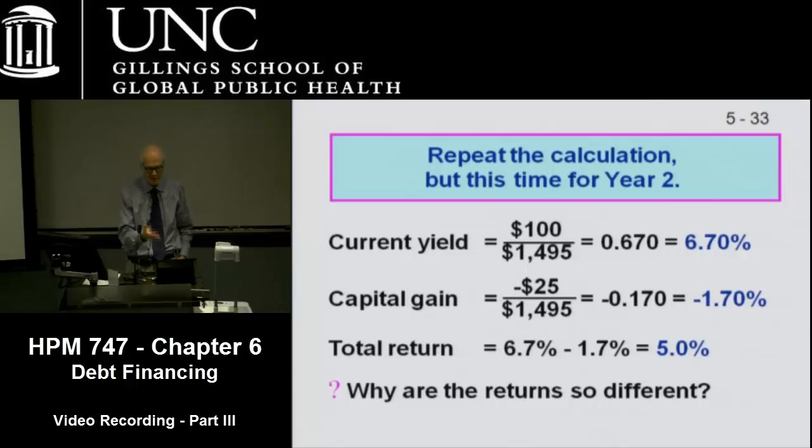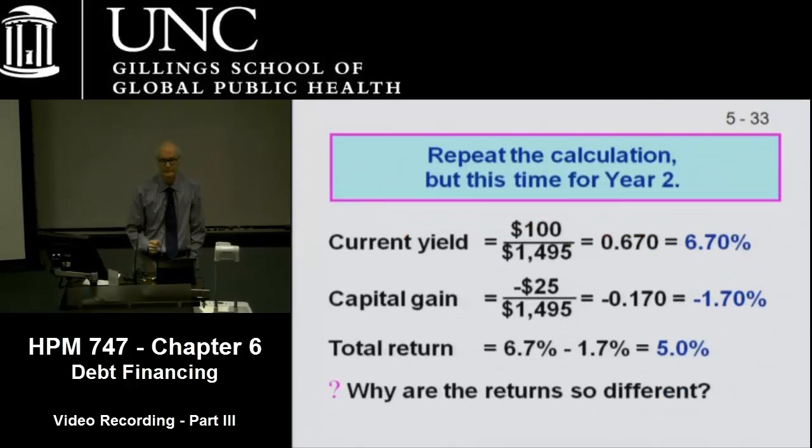So for a premium bond, this is a good example of how you've got a higher rate of interest than what's going on in the market. What's going on in the market is 5%, you're getting 6.7%. But you're also getting a capital loss of 1.7. The net result is the same rate of interest as what's going on in the market. So let's do the other one and then I'll pause.